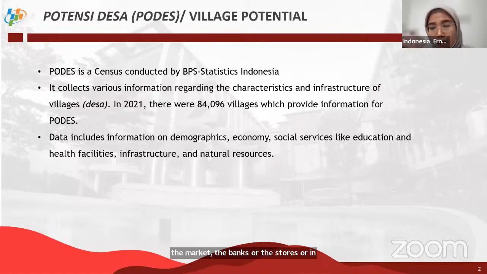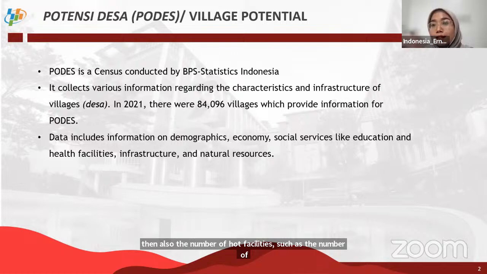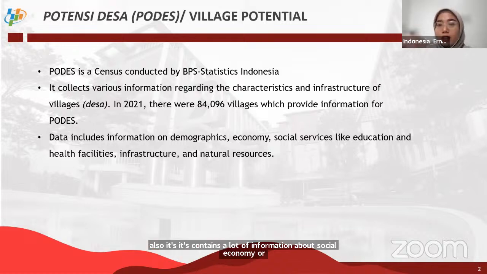It also includes information about social services, like the number of schools, starting from elementary, junior and senior schools in a certain village. It also includes information about infrastructure, such as roads, whether a village has roads that can be accessed in all seasons. And then the number of health facilities, such as the number of hospitals, or healthcare workers like doctors, nurses, or midwives. It contains a lot of information about the social economy, or all the characteristics of a certain village.